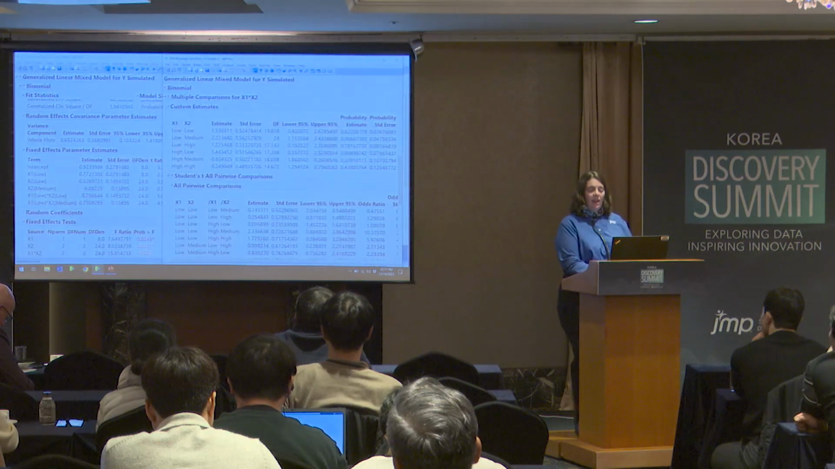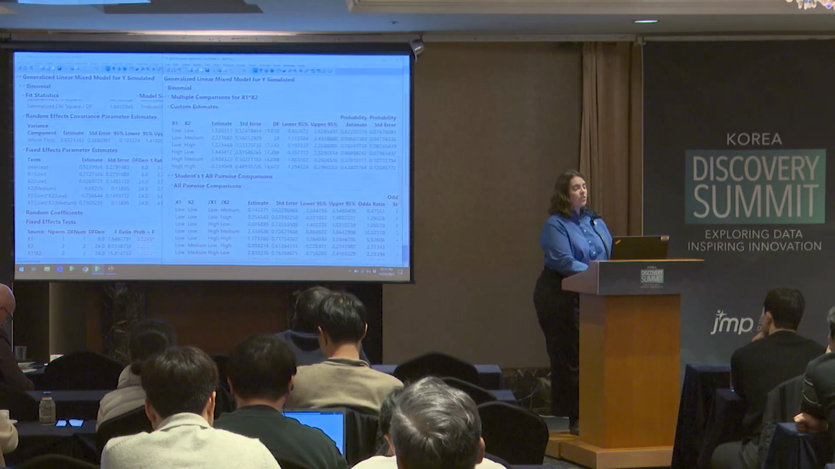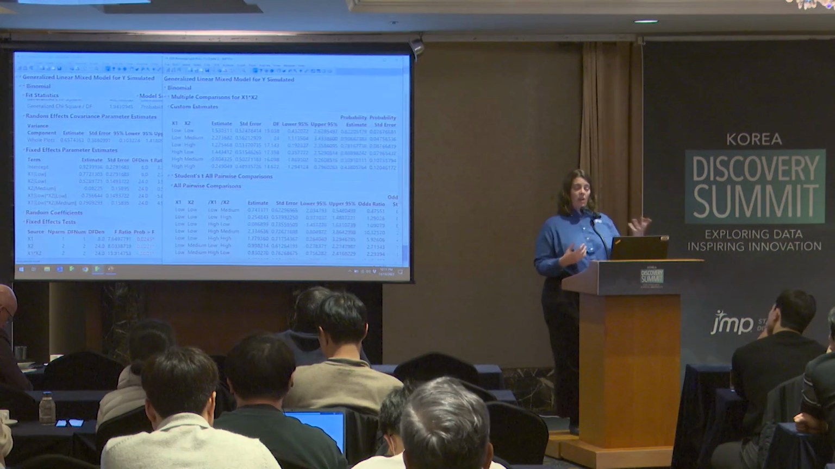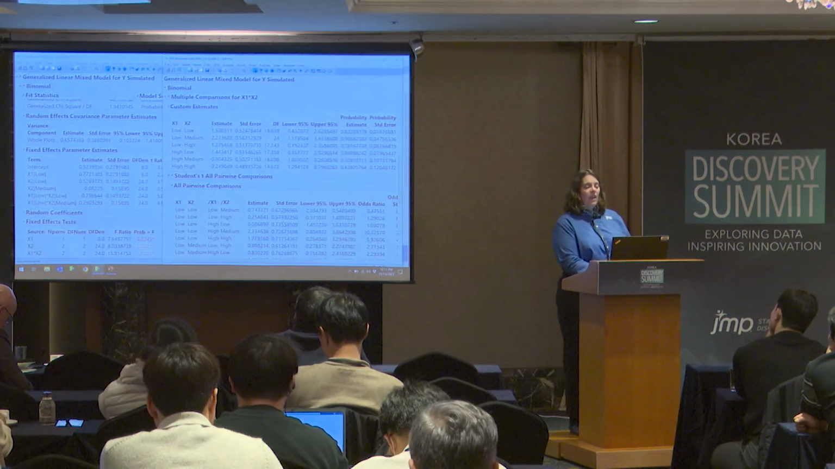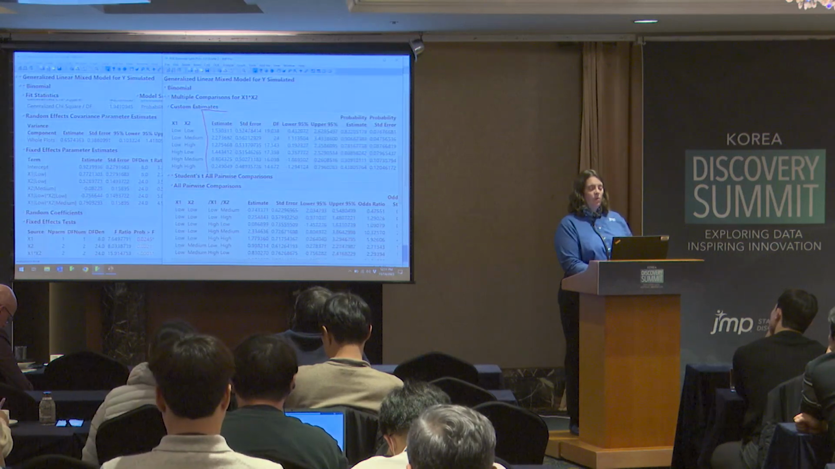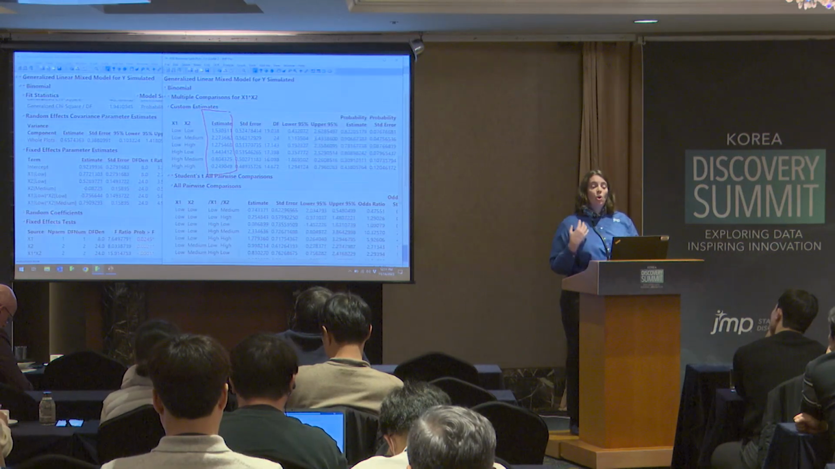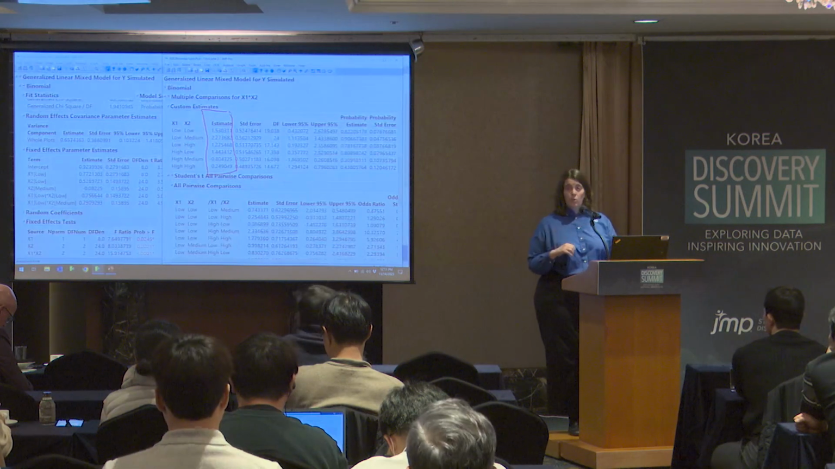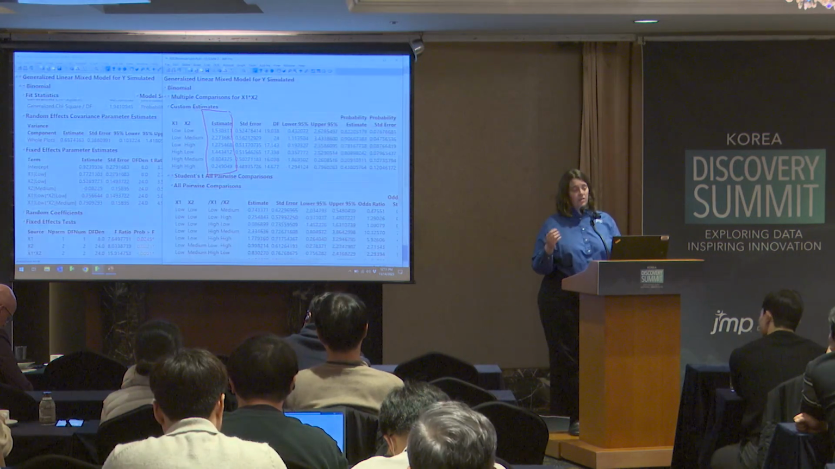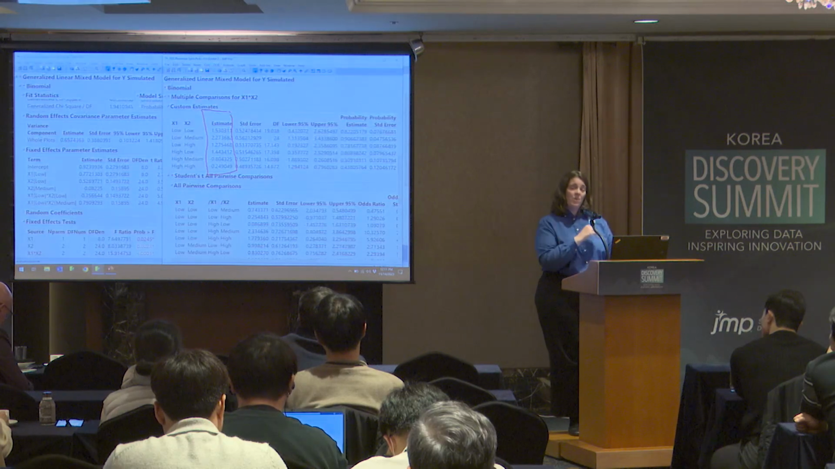And so we add that, and here's all of those estimates that we saw in the profiler. In the estimate column with a GLMM, we're modeling what's known as the logit, the log odds, so the log of the probability divided by 1 minus the probability. So that's what's in the estimate.